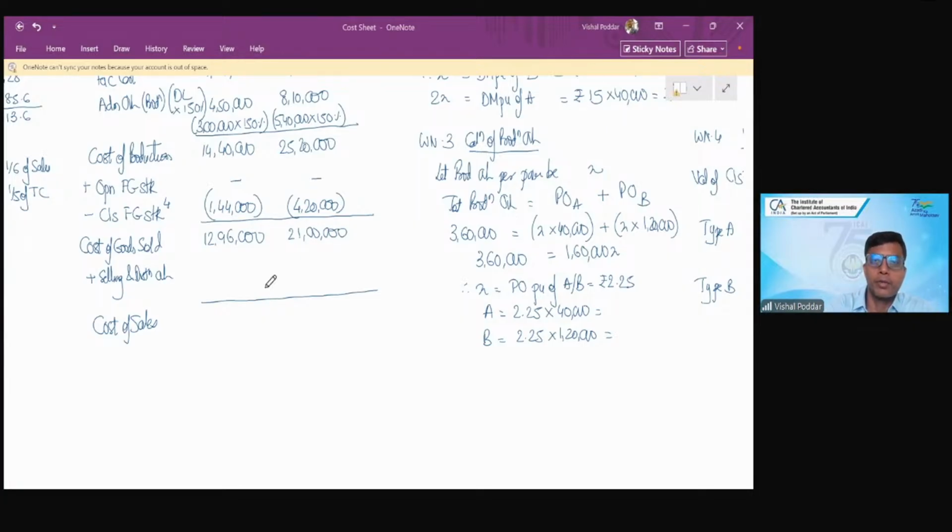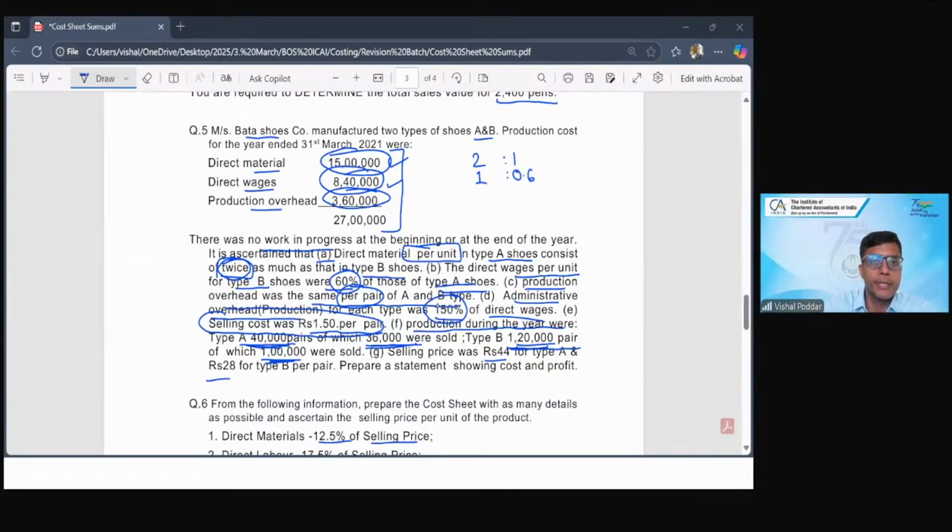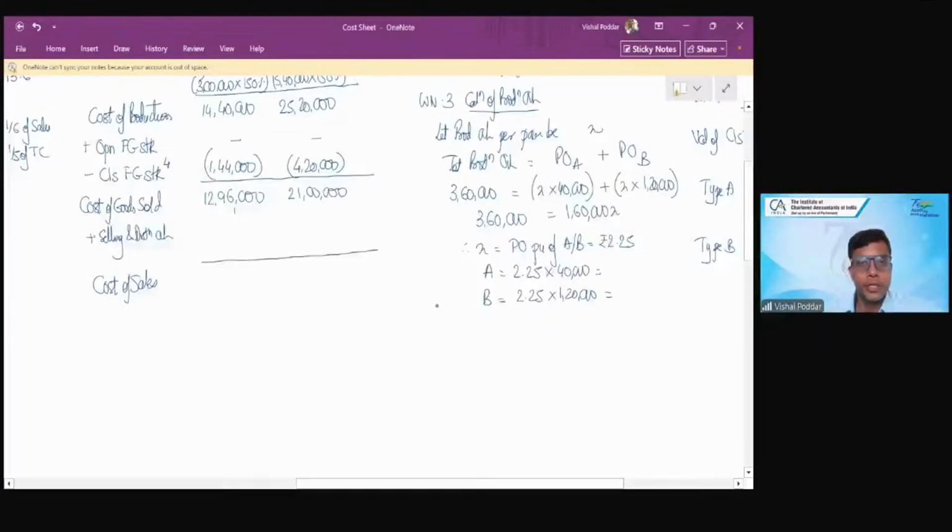Now the last thing that is left is selling overheads. Yes, it is here. So selling is 1.5 per pair, right? Students, these are selling overheads. So rupee 1.5, which is per pair selling overheads, multiplied by units sold, because selling overheads cannot be charged for production units.